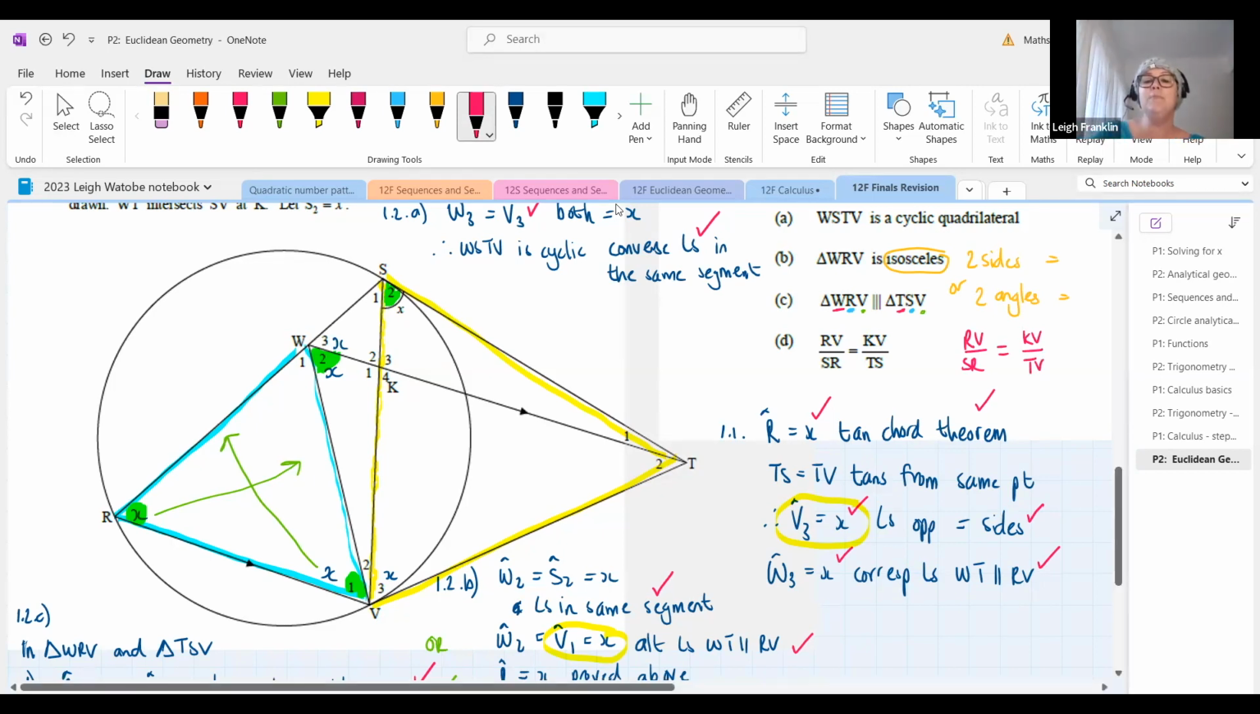Can anybody remember now, how do we figure out which triangles we're working in? Do you remember the rules around that? How do we figure out from our proportion which triangles we're working in?